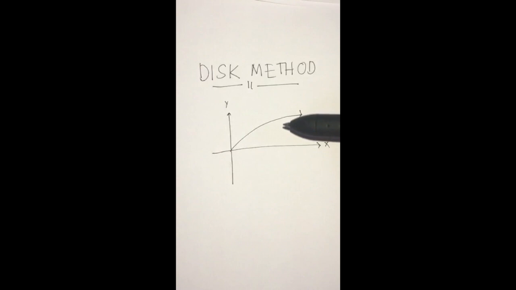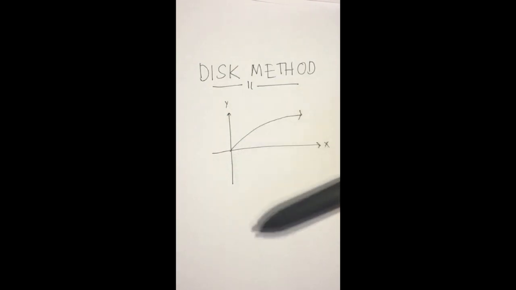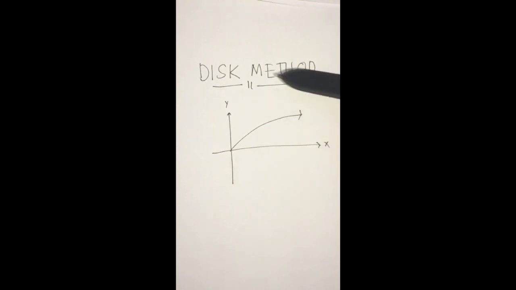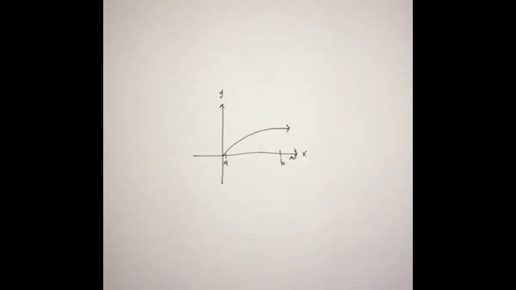Hi, in this video I'm going to show how to find the volume of a certain curve when it rotates about the x-axis or when it rotates about the y-axis. There are 4 ways to find and determine the volume. One of it is the disk method. So now I am going to explain the concept about the disk method.